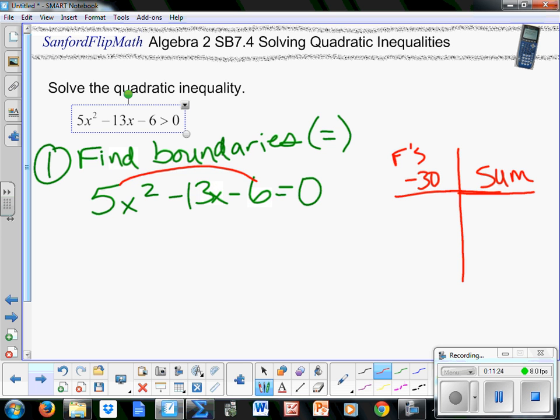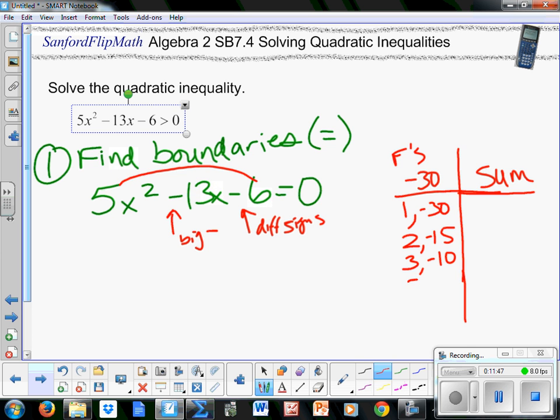Now what is this telling us here? This negative, again, is telling us that we have different signs, and the big one is negative, similar to the other one. So our factors of 30 are 1 and -30, 2 and -15, 3 and -10, and 5 and -6. Now, which one of those adds up to -13? I got this one. I hope you did the same. You did also.